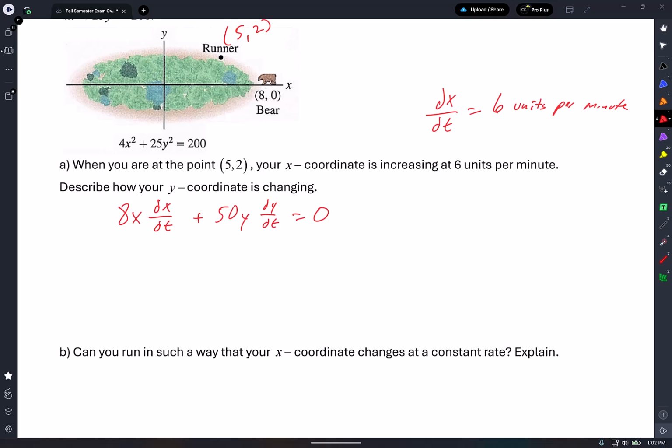Yeah, I think I would just go ahead and plug in stuff right here, guys. Let's see, 8 times my x, which is 5, times my dx/dt, which is 6, plus 50 times my y, which is 2, times dy/dt, and I'm trying to solve for dy/dt. So there it is. And now I'm just going to do algebra, guys. Nothing crazy. Let's see, 8 times 5 times 6.